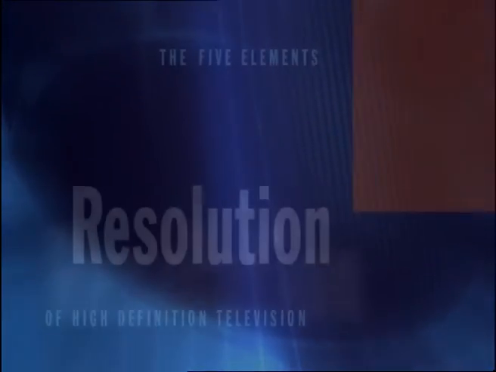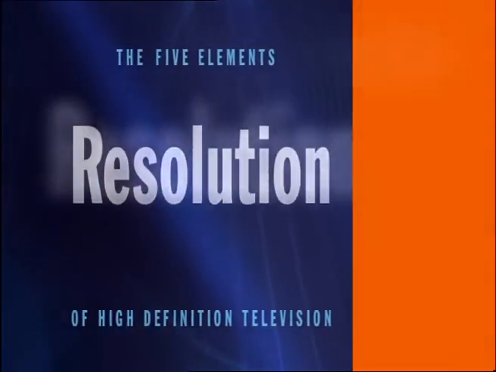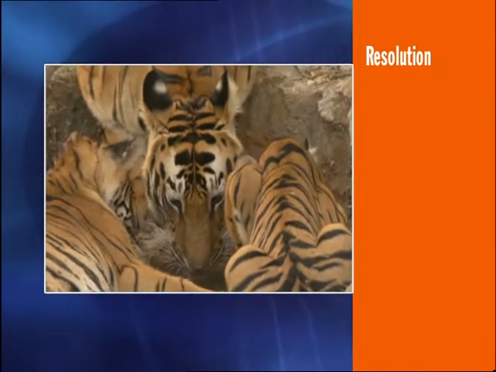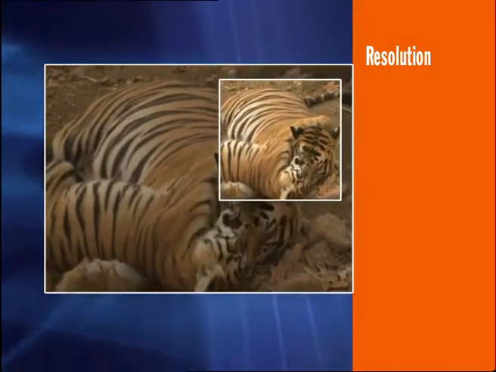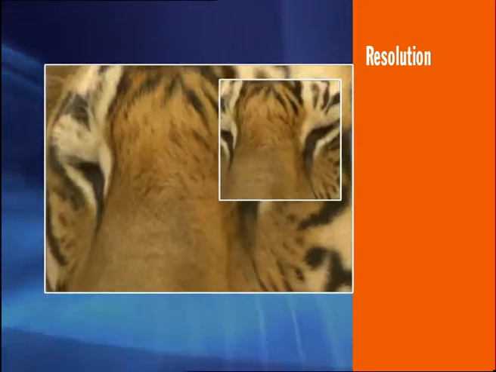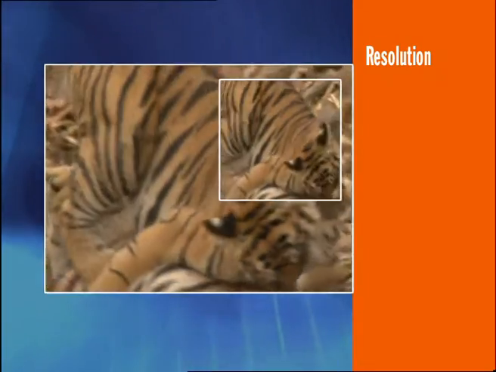The first of these is resolution. As its very name suggests, high definition, or HD, contains far more information than any traditional television format. Just by comparing their relative sizes, it's obvious just how much difference there really is.